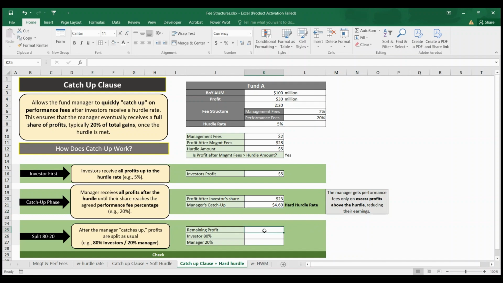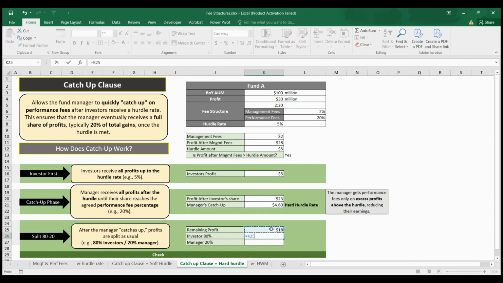Now, first we need to calculate the remaining profit, which is 23 million minus 4.6. You can also subtract 5 million plus 4.6 million from 28 million and you will get the same answer. Now we need to split this 18 million into an 80 and 20 ratio.